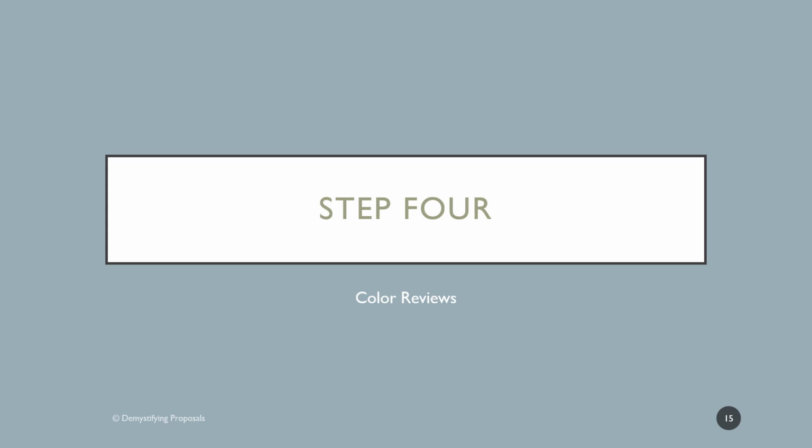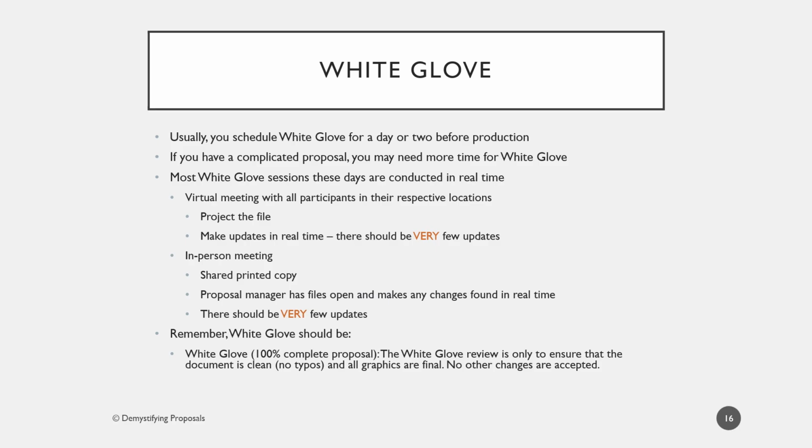Step 4 in building your schedule is scheduling your color reviews. The first thing you put in your schedule is your white glove. Usually you schedule your white glove for a day or two before production. If you have a complicated proposal, you may need more time for white glove. Most white glove sessions these days are conducted in real time, either as a virtual meeting with all participants in their respective locations or as an in-person meeting.